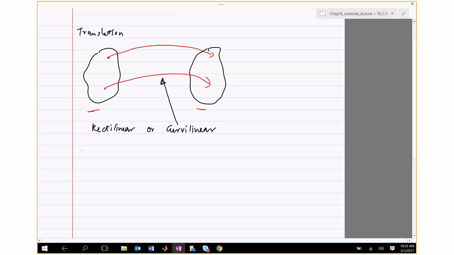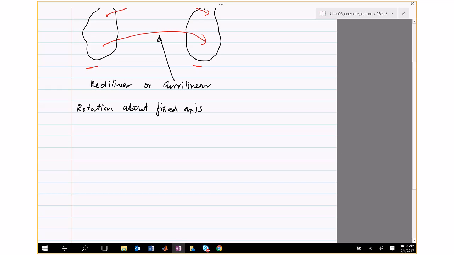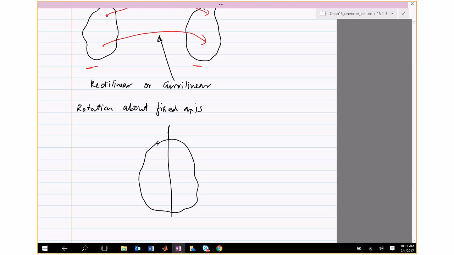So the next thing is rotation about a fixed axis. And the cartoon I have in mind is this is a body, this is the fixed axis, and the body is rotating about that axis. So this is the axis of rotation.